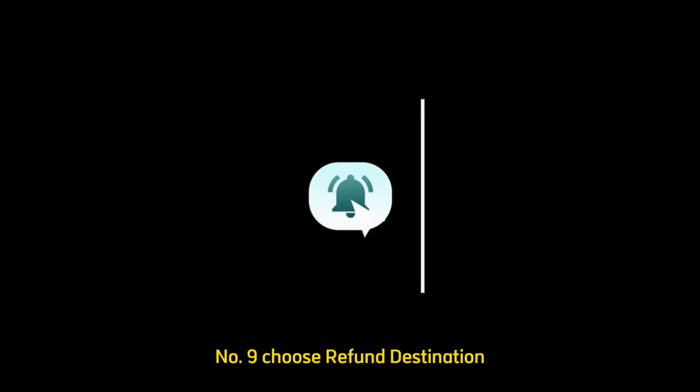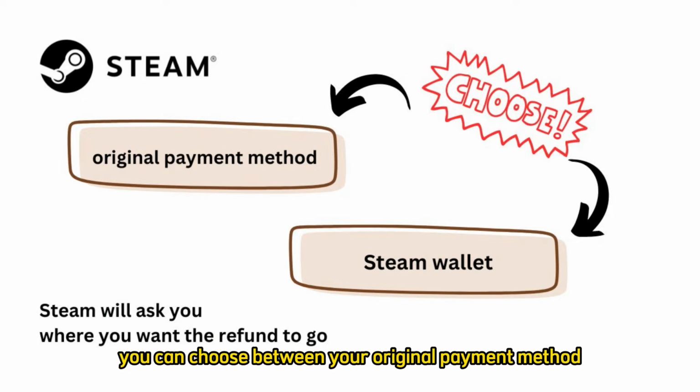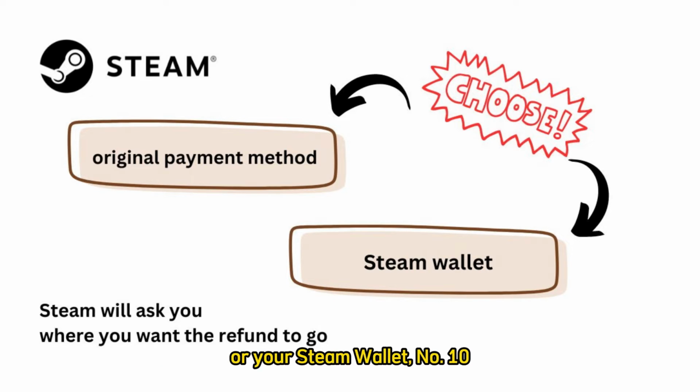Number 9. Choose refund destination. Steam will ask you where you want the refund to go. You can choose between your original payment method or your Steam wallet.